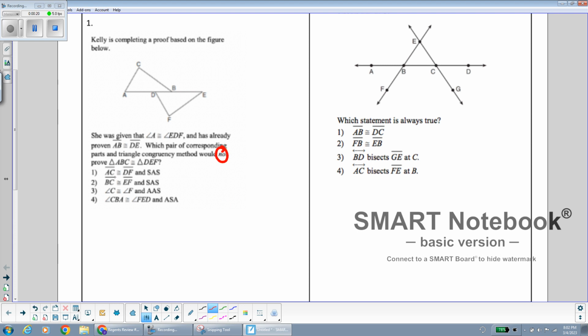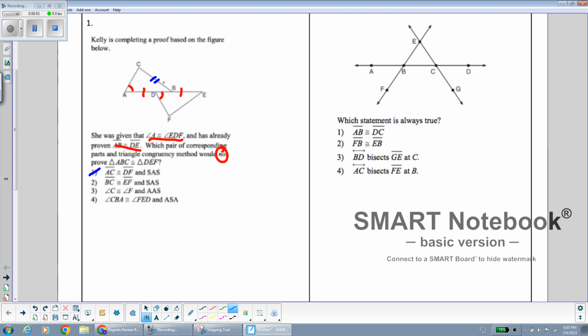If we go through it choice by choice and test it out, we can see which one does not prove them congruent. Our givens were that angle A and angle EDF are congruent, and we already know that AB is congruent to DE. That was already given as well. Now let me try out answer choice 1. AC congruent to DF by SAS. That's true. We have side, angle, side. Let me backtrack. That's not the choice we're looking for.